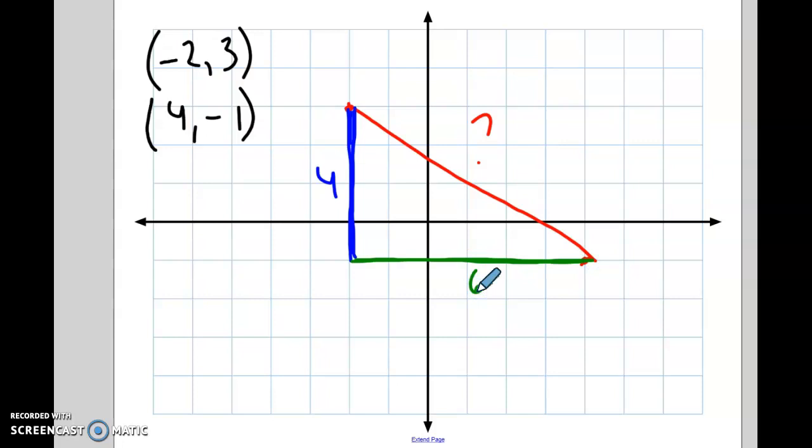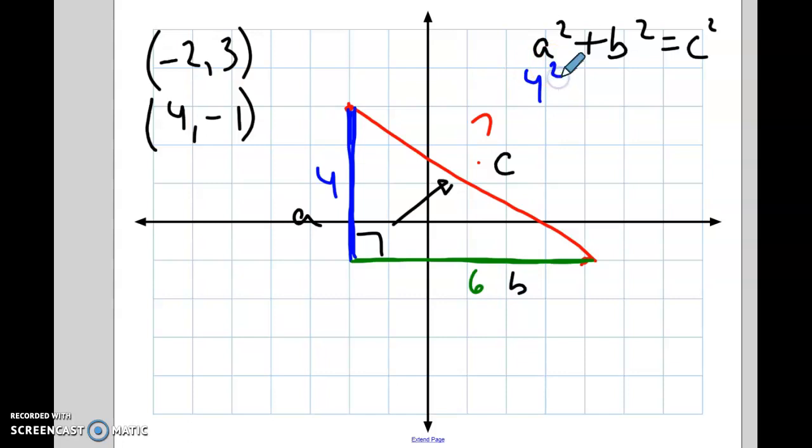Now we can use the Pythagorean theorem to figure out what the length of that red side is going to be. So remember, it's a squared plus b squared equals c squared. And if this is your right angle, remember this length is always c. These sides are interchangeable, a and b. So we can say that a squared is 4 squared. We can say that b squared is 6 squared. And we are going to use that to find c.